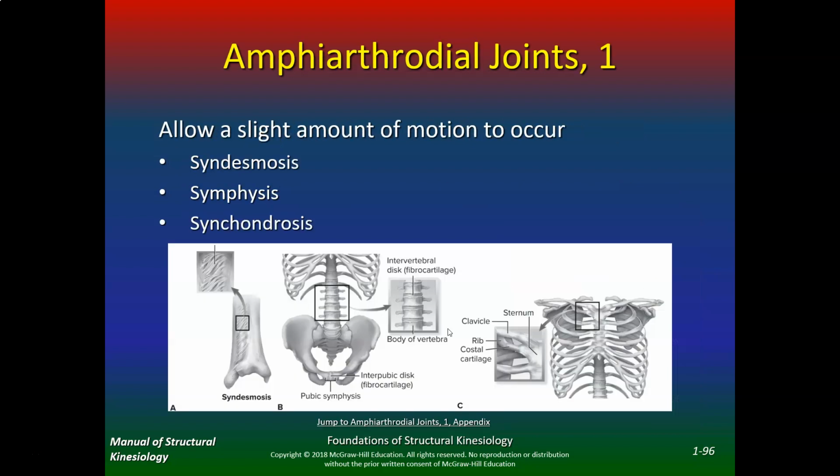Okay? Now, amphiarthrodial joints, they allow a slight amount of movement to occur. Those are syndesmosis, symphysis, that's your pubic symphysis, and synchondrosis. So syndesmosis is between your tibia and your fibula. You guys have heard about high ankle sprain before, where you can actually tear the syndesmosis. Pubic symphysis, when you have babies, you'll sometimes separate the pubic symphysis. Yeah, good luck with that, ladies. Sorry. And then you have synchondrosis, which are where your ribs attach to your sternum.